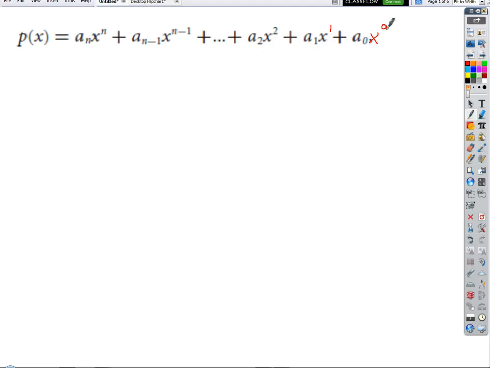We step down. For example, if n is 6, then we'd have some number times x to the 6th, plus some number times x to the 5th, which is 6 minus 1, plus some number times x to the 4th, plus some number times x cubed, plus some number times x squared, plus some number times x, plus some constant. Now, it could be that one or more of those coefficients are 0, and so those terms just disappear completely. But we could have all of those terms if n is equal to 6. Does that make sense? Okay, so what's an example of a polynomial? Well, here's an example.